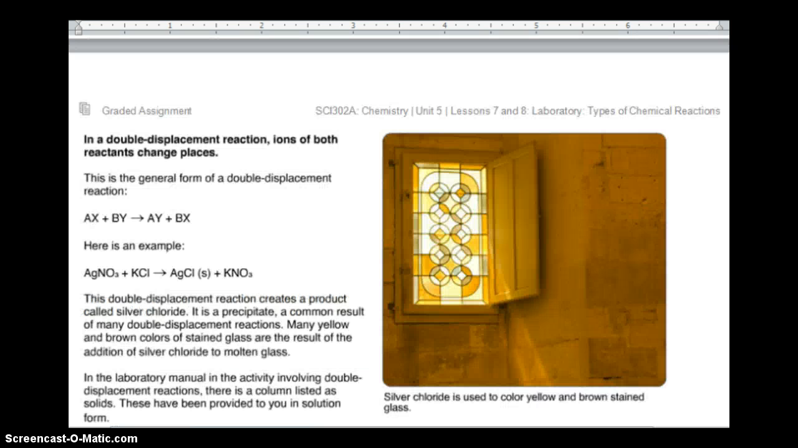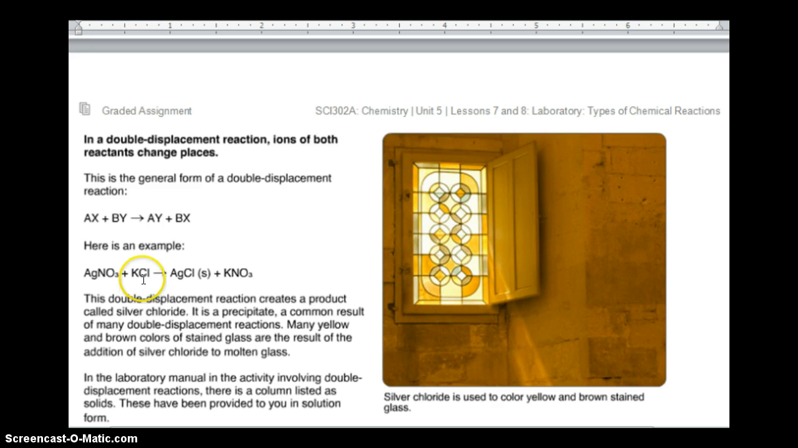And now we'll talk about the double displacement reactions. Ions of both reactants change places. So here's the general reaction. Any compound plus any compound, they switch partners and make 2 new compounds. So silver nitrate plus potassium chloride. Now the silver, instead of being with the nitrate, is going to be with who? The chlorine, and make silver chloride.